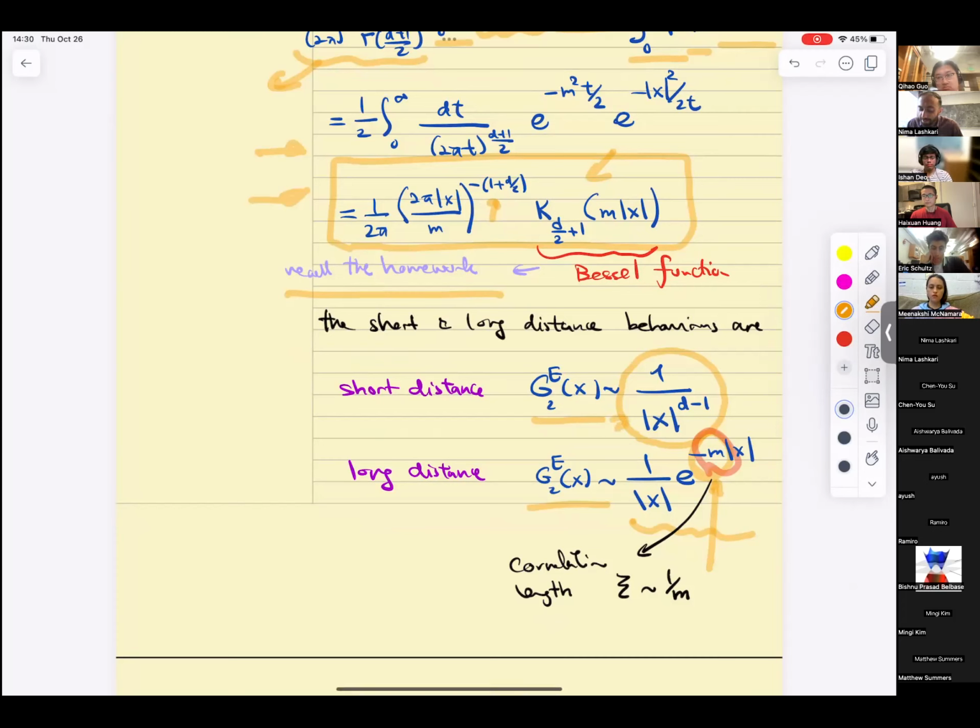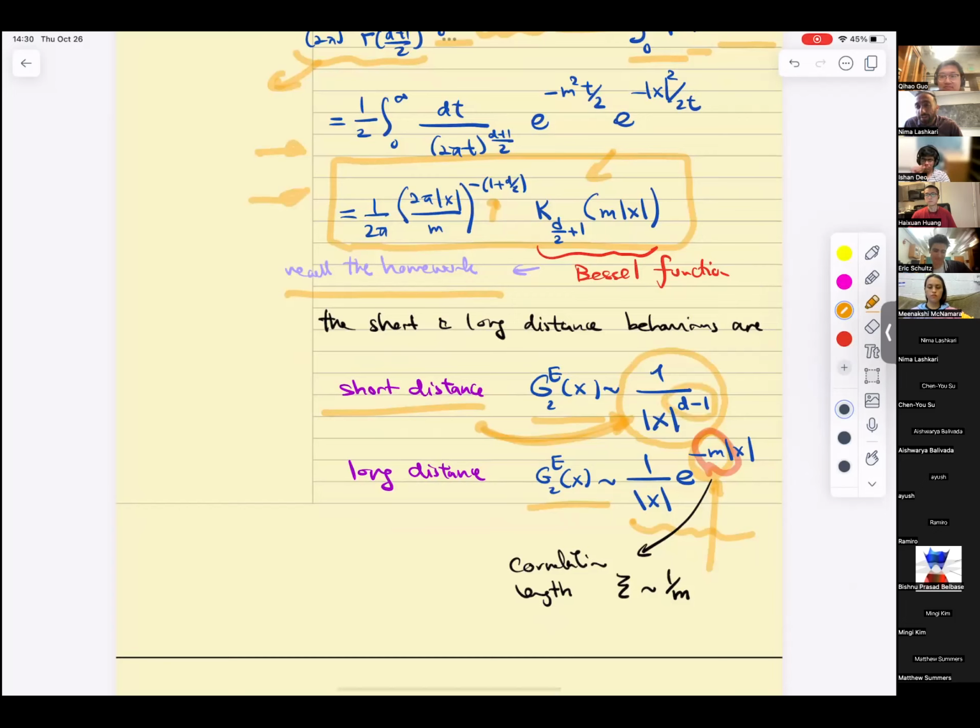Does anyone have any understanding of why this is x to the power of d minus 1? What is in the short distance limit? What does the theory look like? In the short distance limit, there's a term that you can ignore in the Hamiltonian. What is it? The mass term. Yes. In the short distance limit, the mass term can be ignored. Your theory is massless free fields.